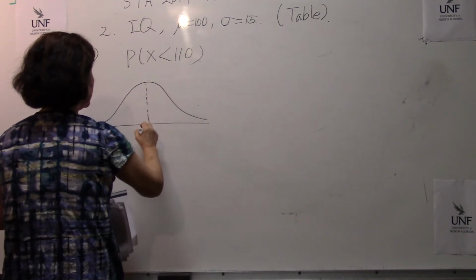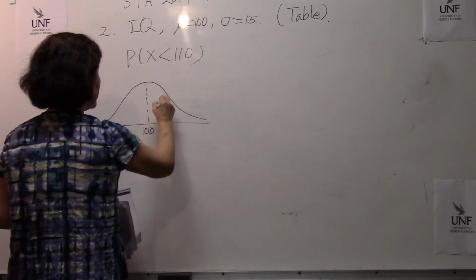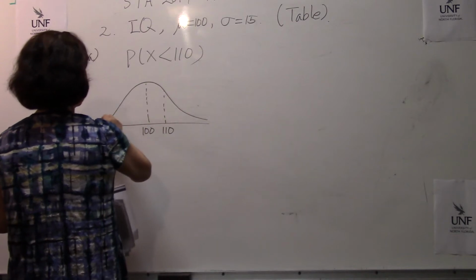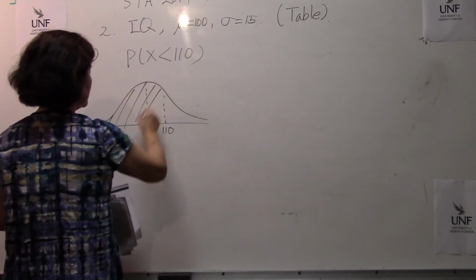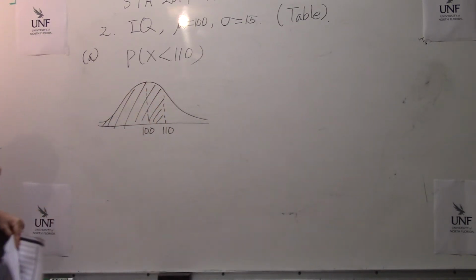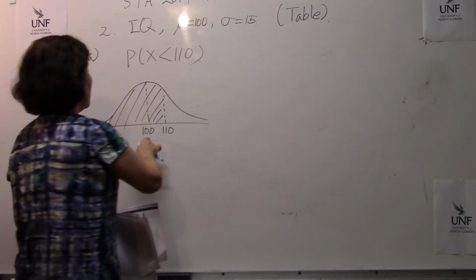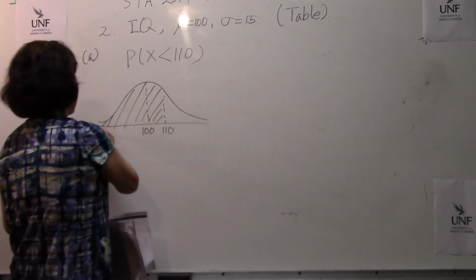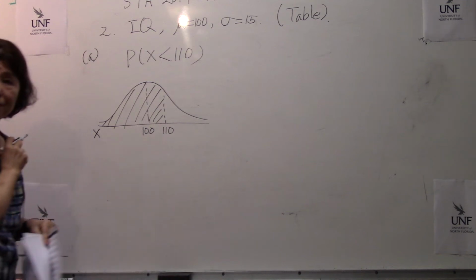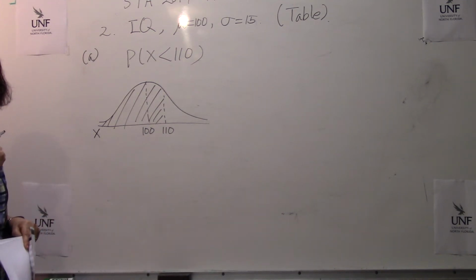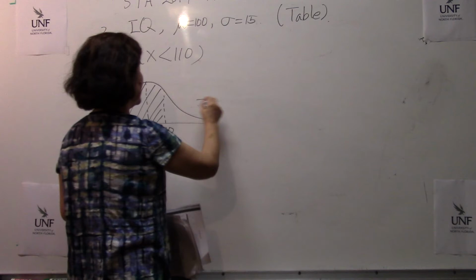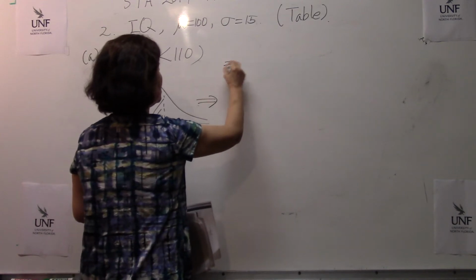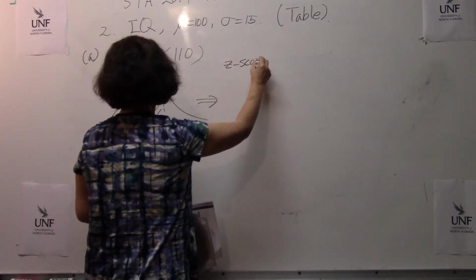So the median is 100, and 110 is over here. So the area is going to be this, a large portion over here. Well, in order to use a table, you know that we cannot use those X scores. What do you have to do? Yes, we have to standardize it. So that means we are going to switch to Z scores.